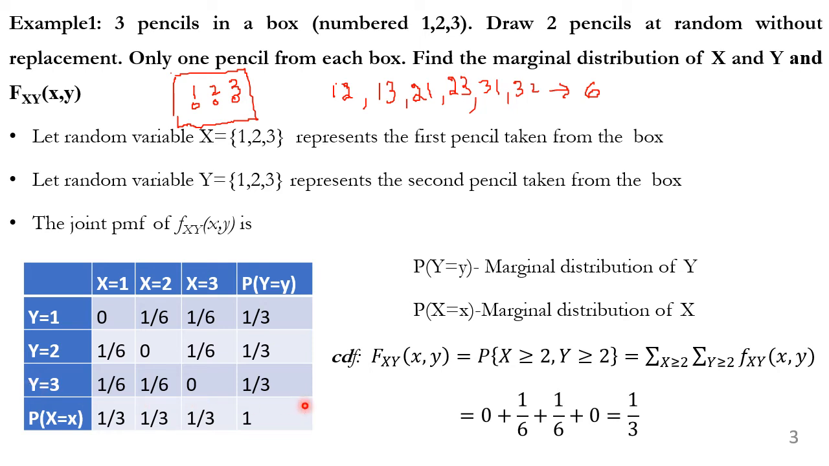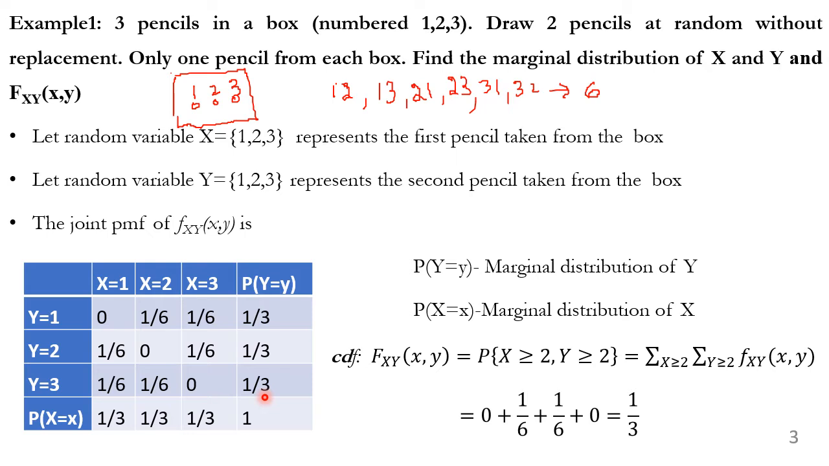We'll go to the third row. So when x equal to 1, y equal to 3, that is 1, 3. You can see that I have this in the possible outcomes. So therefore it is 1 by 6. When x equal to 2, y equal to 3, I have 2, 3 here. So once again you can see that probability is 1 by 6. When x equal to 3, y equal to 3, it is 0. So when I add these two, I get this as 1 by 3.